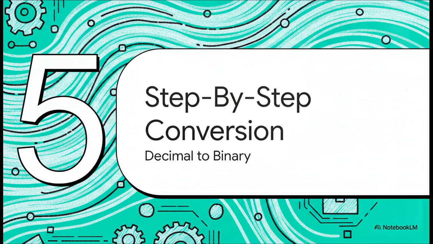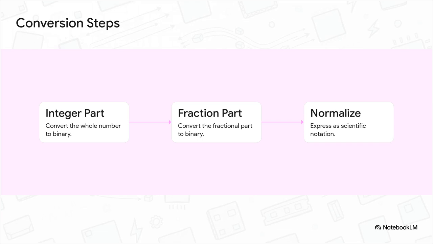Okay, I know that sounds like a whole lot of abstract rules, so let's actually get our hands dirty and put this into practice. Section 5, step-by-step conversion from decimal to binary. We can mathematically chunk this whole process by converting the integer and fractional parts completely separately. Let's take the number 85.125. First, the whole number, 85, becomes the binary sequence 1010101.